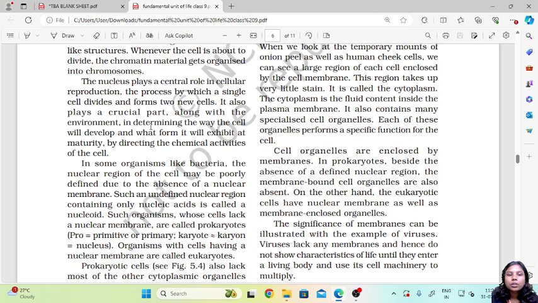It also plays a crucial part, along with the environment, in determining the way the cell will develop and what form it will exhibit at maturity, by directing the chemical activities of the cell. So it decides the environment in which the cell will develop and what the cell will exhibit at its maturity level. When it is fully mature, what is the property that it will exhibit.